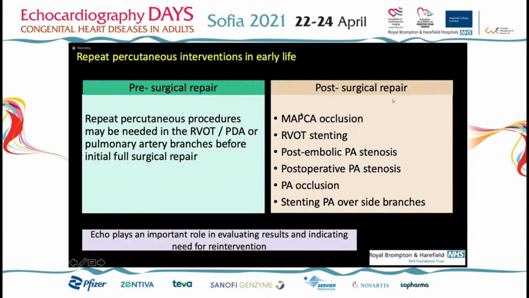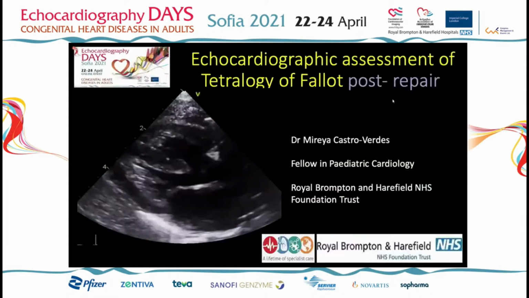And post-surgical repair, percutaneous interventions might also be important in early life to close additional collaterals that were remaining after surgery, or to treat postoperative pulmonary artery stenosis, or if there has been occlusion of any of the branches postoperatively, or things like that. So echo plays a very important role in evaluating the results immediately after surgery, but also during the first months to reassess if the child needs a second intervention before adulthood.